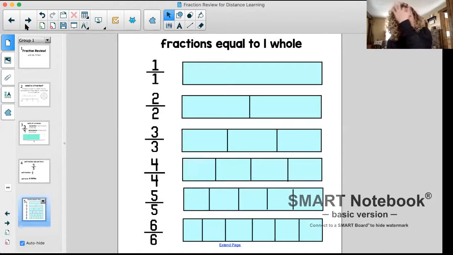Another thing that a lot of you are asking about in this packet are fractions that are equal to one whole. So here I have an example. The top one you see here, one whole. All of these are the same size, so they're all equivalent to one whole. When we're talking about halves, how many halves have to be selected to be equivalent to 1? 2 halves. So here we have 2/2, 2 halves equal to 1 whole. 3/3 equal to 1 whole. 4/4 is equal to 1 whole. 5/5 is equal to 1 whole, and 6/6 is also equal to 1 whole.